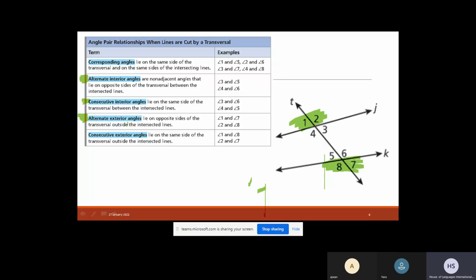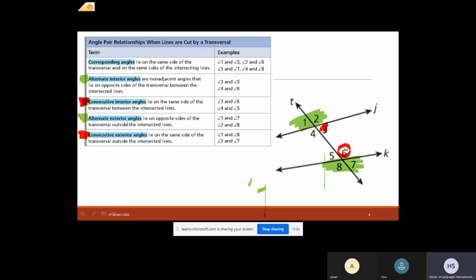Now, consecutive interior angles and consecutive exterior angles. Let's analyze them. On the same side and what? Inside. Where are the inside angles? Here are the inside angles: 3, 4, 6, 5. 3 and 6 are inside and on the same side. 4 and 5 as well. Both of them are inside the lines and on the same side.